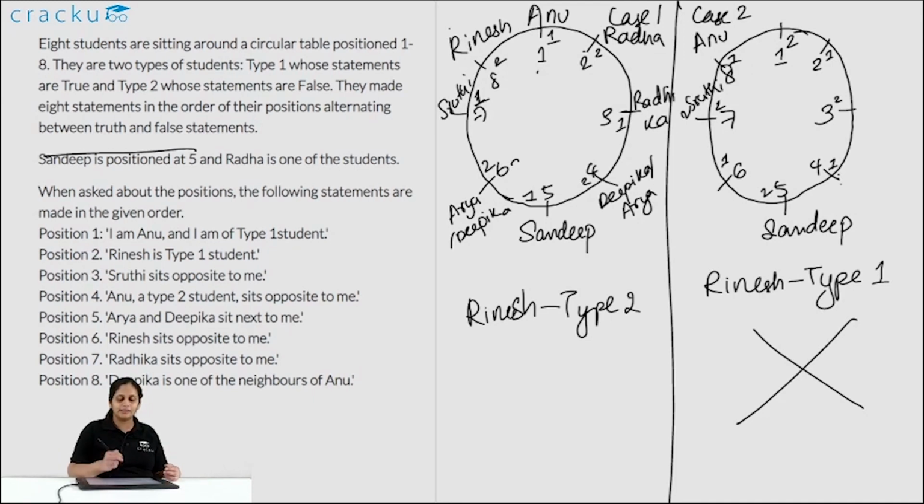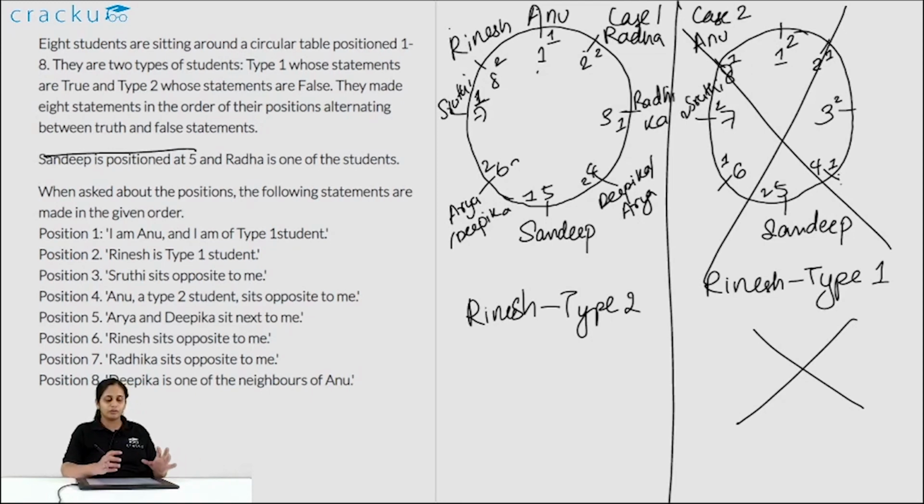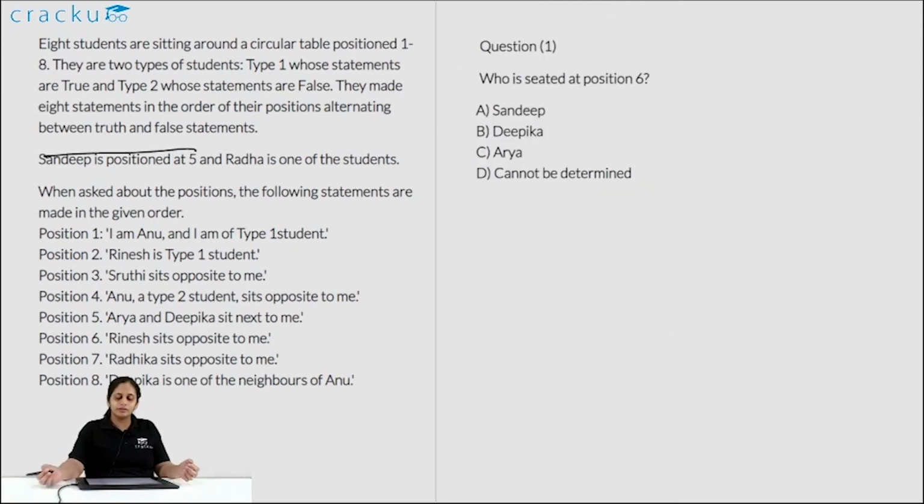This is the only case that actually exists. So I can eliminate this case as such. So now that we have gotten only one case and a possible seating configuration, let's go to the questions now. So let's go to the first question. Who is seated at position 6?